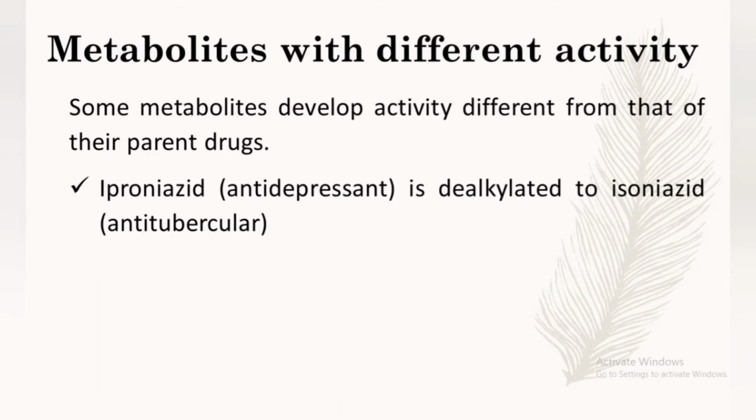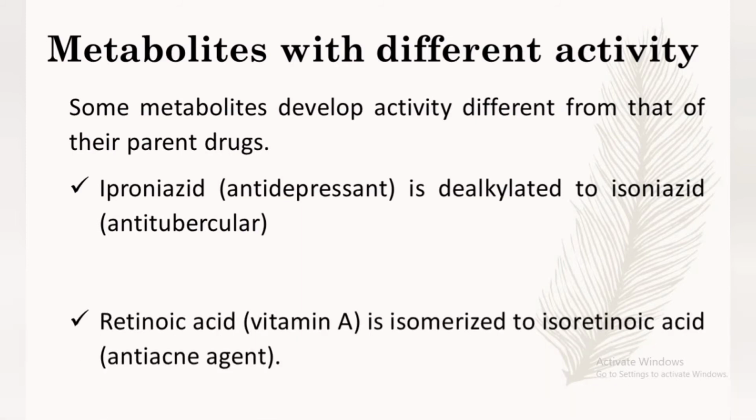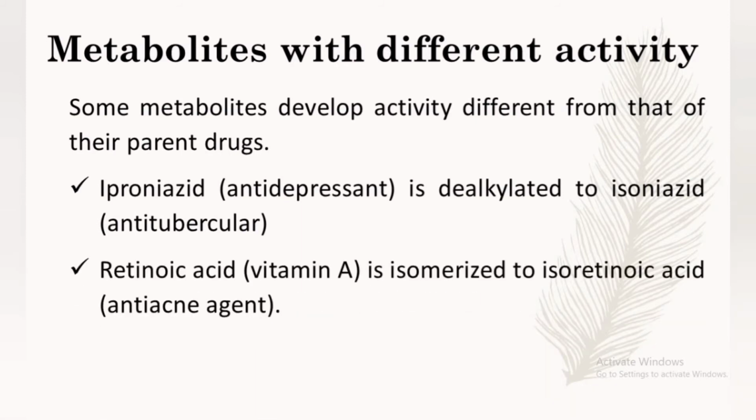Fourth one is metabolites with different activity. Some metabolites develop activity different from that of the parent drugs. For example, iproniazid, which is an antidepressant, is dealkylated to the potent antimicrobial agent isoniazid, used against tuberculosis. Next example is retinoic acid, which is the active form of vitamin A, is isomerized to form isoretinoic acid.